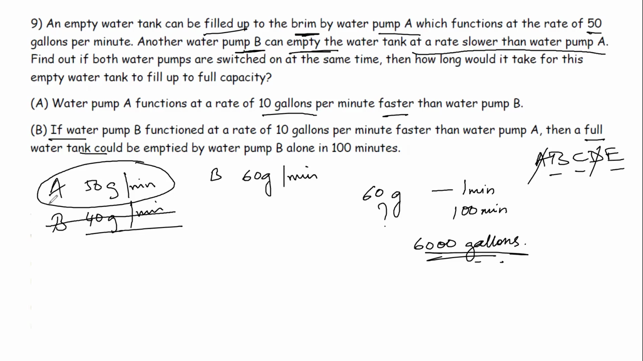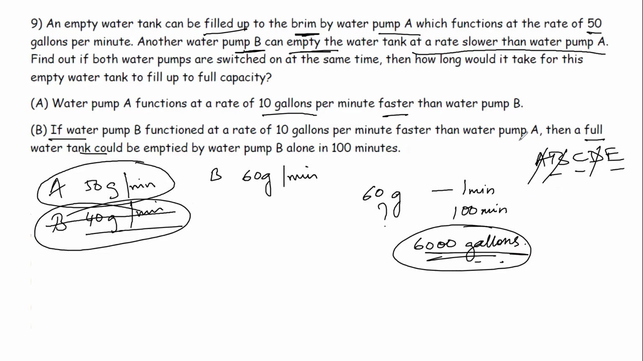But we don't know the actual rate of pump B. It's only saying if the water pump functioned. So therefore, B also doesn't answer on its own. But from B, we came to know this, and from A, we came to know this, 40 gallons per minute. So now together, they'll answer the question, because together we know that when they both are switched on, correct?